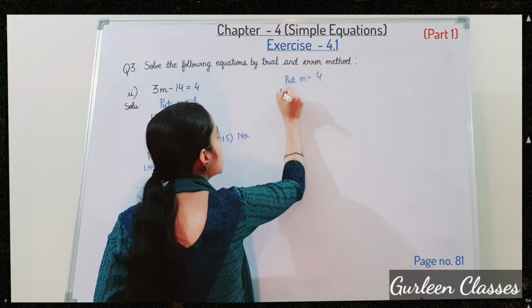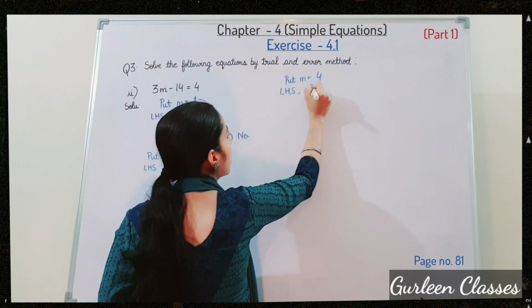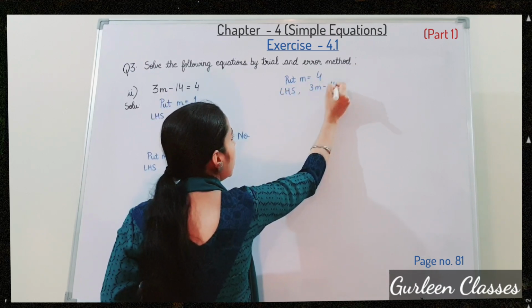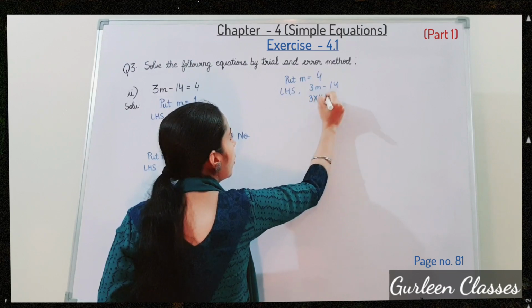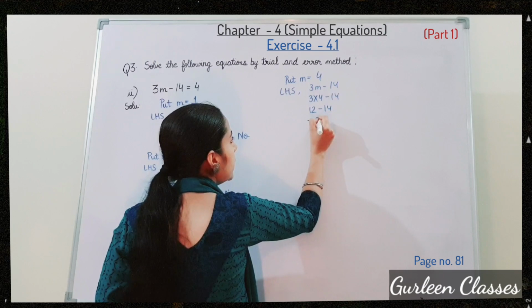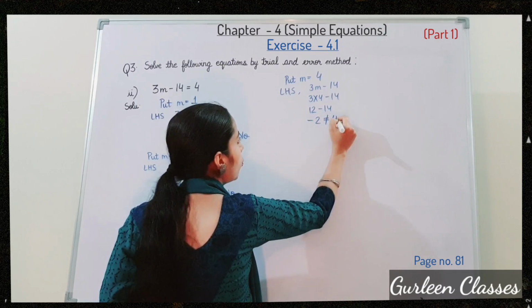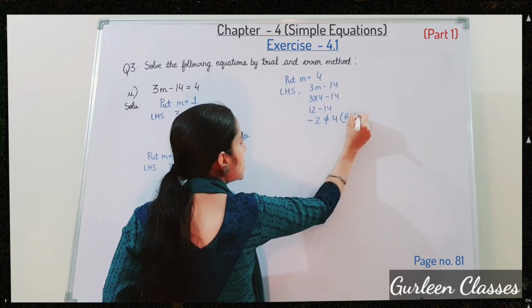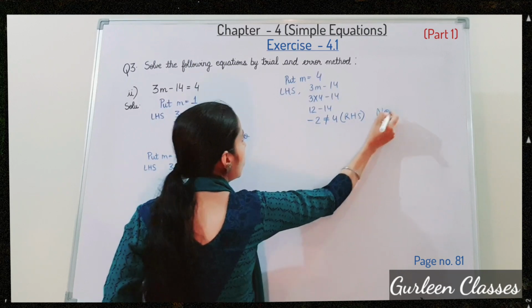What is your LHS? 3m minus 14. 3 into 4 minus 14. 3 4s are 12 minus 14, that is minus 2, which is not equal to 4. That is your RHS. So again the answer is no.